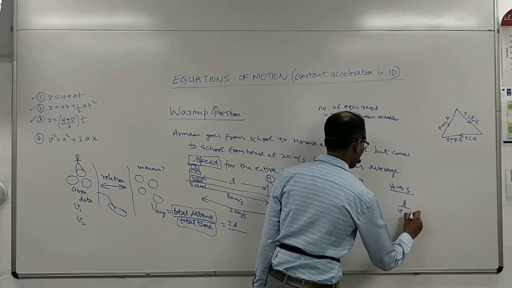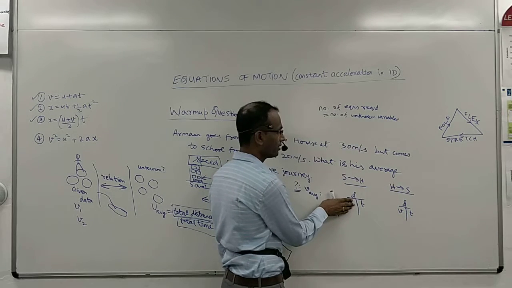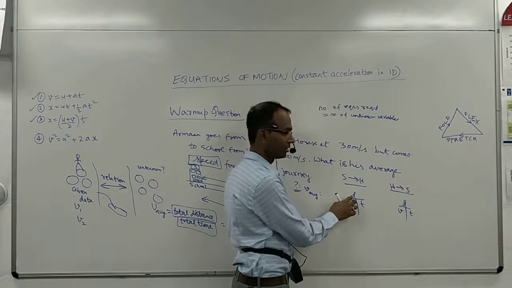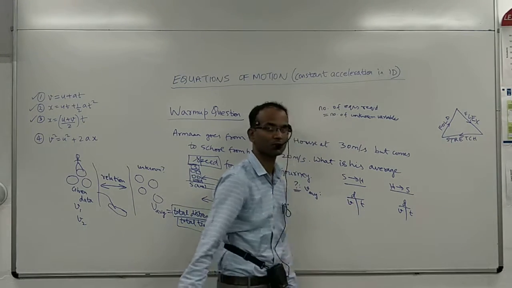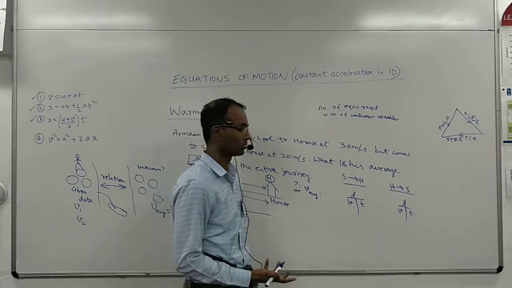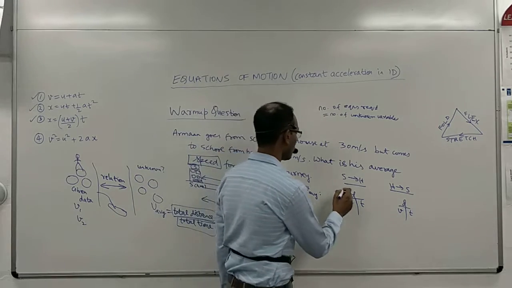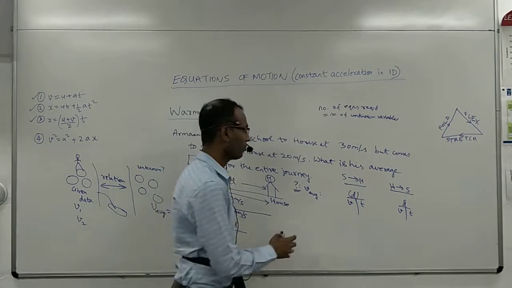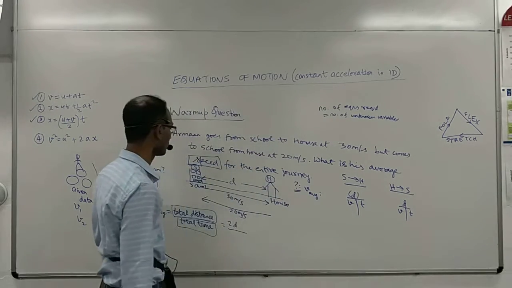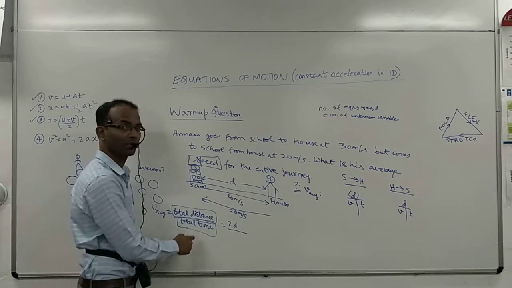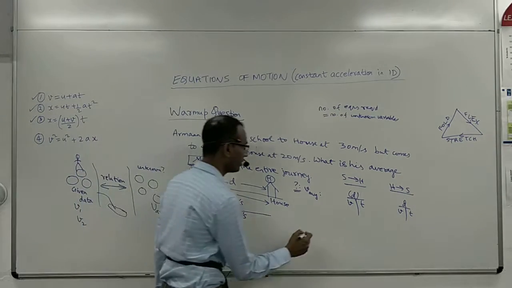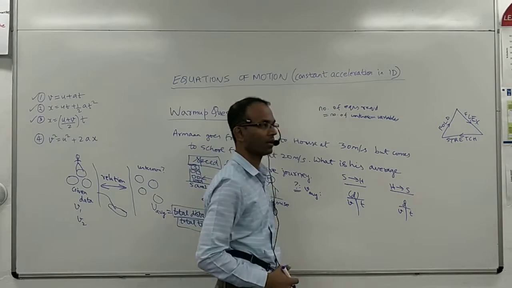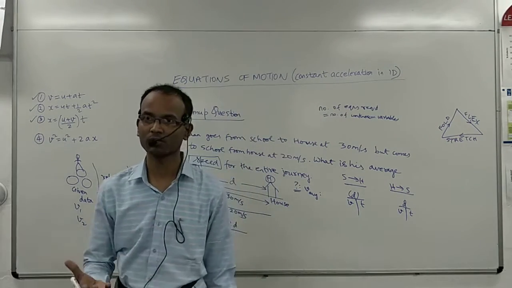Here also D, V, T. Speed is distance by time. Time is distance by speed. Distance is speed into time. It's a visual way of doing it. So now what we know, for school to home the distance is D. Agreed? And what is the speed from school to home? 30 meters per second.